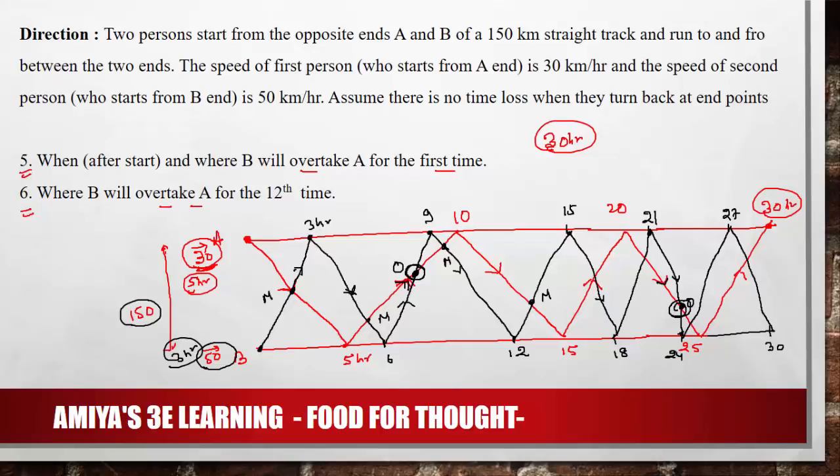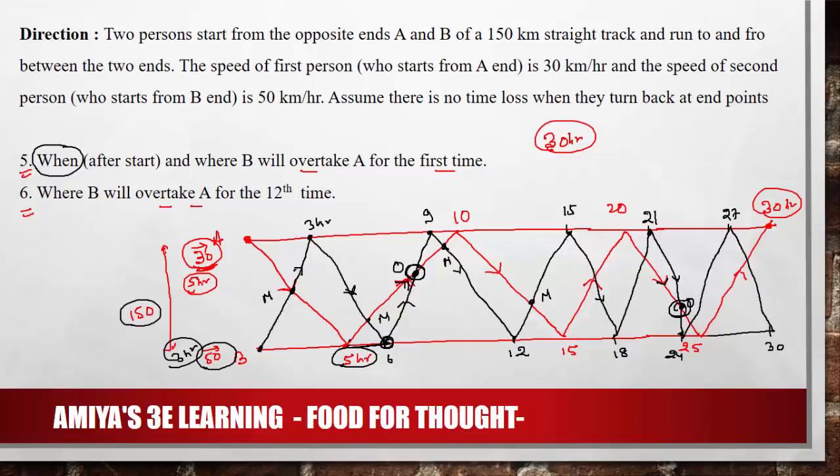When after start, we will overtake A for the first time. When means we have to find the time. The overtake is happening after 6 hours. Why we are working for the 6 hours? Because in the 6 hours, this person should be moving from B to A. So the person with the speed of 30 is at B when it's the 5 hours.